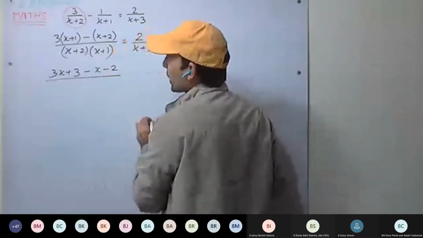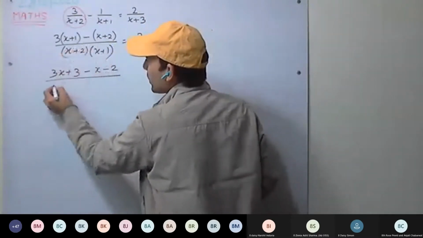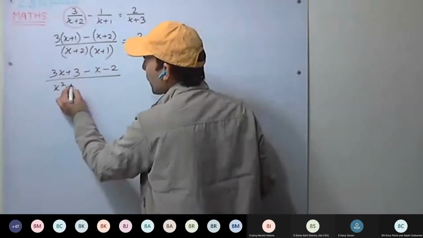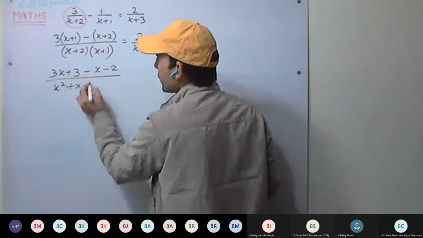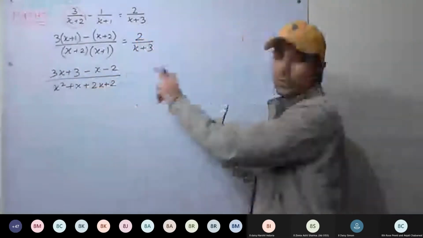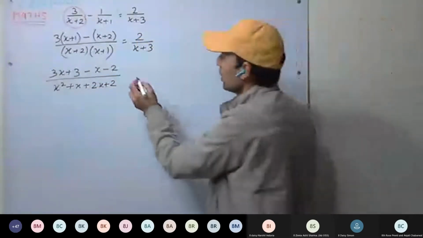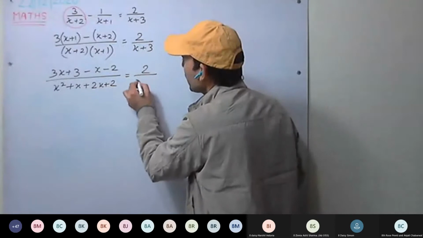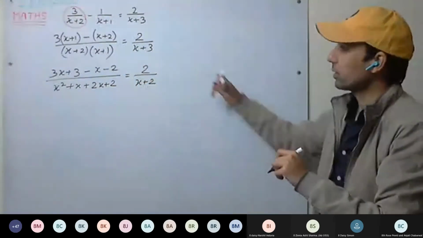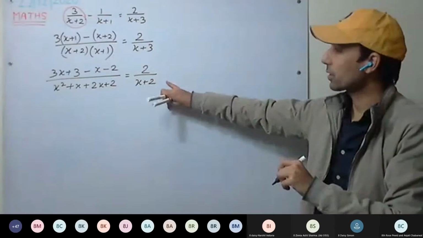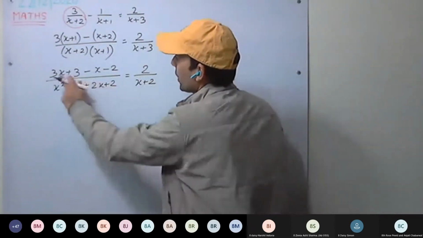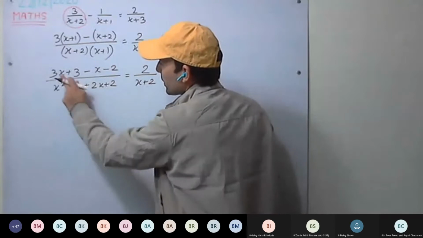And in the denominator, how much are you getting? x into x, x square. x into 1 plus x plus 2x plus 2. Anyone who hasn't understood this, please tell now. Wherever you don't understand, ask immediately. The step you don't understand, ask immediately. This is clear to everyone? Now solve the numerator and denominator here.